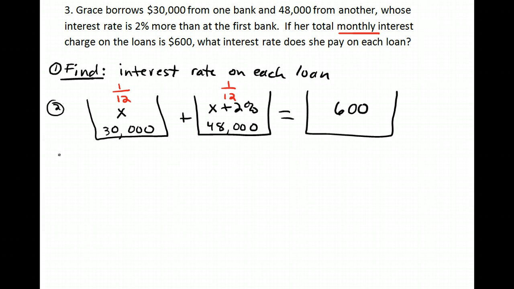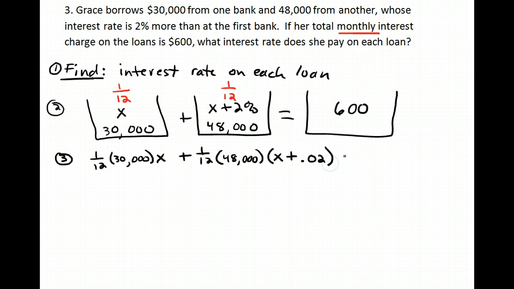Alright, let's look at our equation then. I have got 1/12 times 30,000 times X plus 1/12 times 48,000 times the quantity X plus 2%. Now, in an equation, we do not put percents in, we put the decimal representation. So I need to say plus 0.02, and that equals $600.